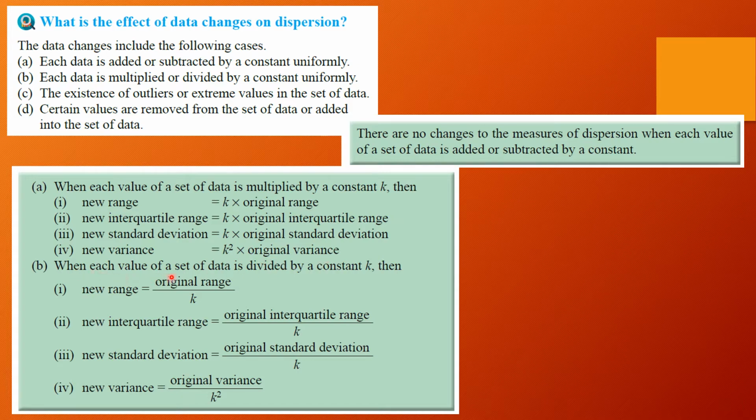When each value of a set of data is divided by a constant k, then the new range will be equal to the original range divided by k. The new interquartile range will be equal to the original interquartile range divided by k. The new standard deviation will be equal to the original standard deviation divided by k, and the new variance will be equal to the original variance divided by k squared.